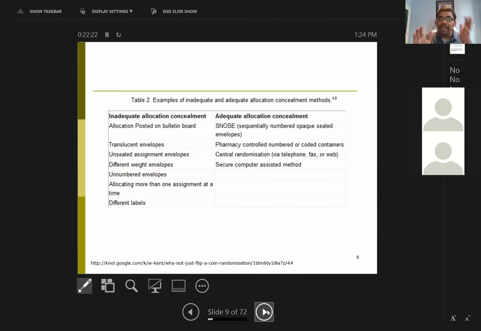So there are techniques that are acceptable in terms of how we do the concealment of allocation, and there are techniques that are unacceptable, right? So for example, translucent envelopes that you can see through, no. Allocating to different days, odd and even schemes, right? None of them are considered acceptable ways of allocation. The best technique would be sequentially numbered, sealed opaque envelopes, so you know if people have been skipping certain numbers.